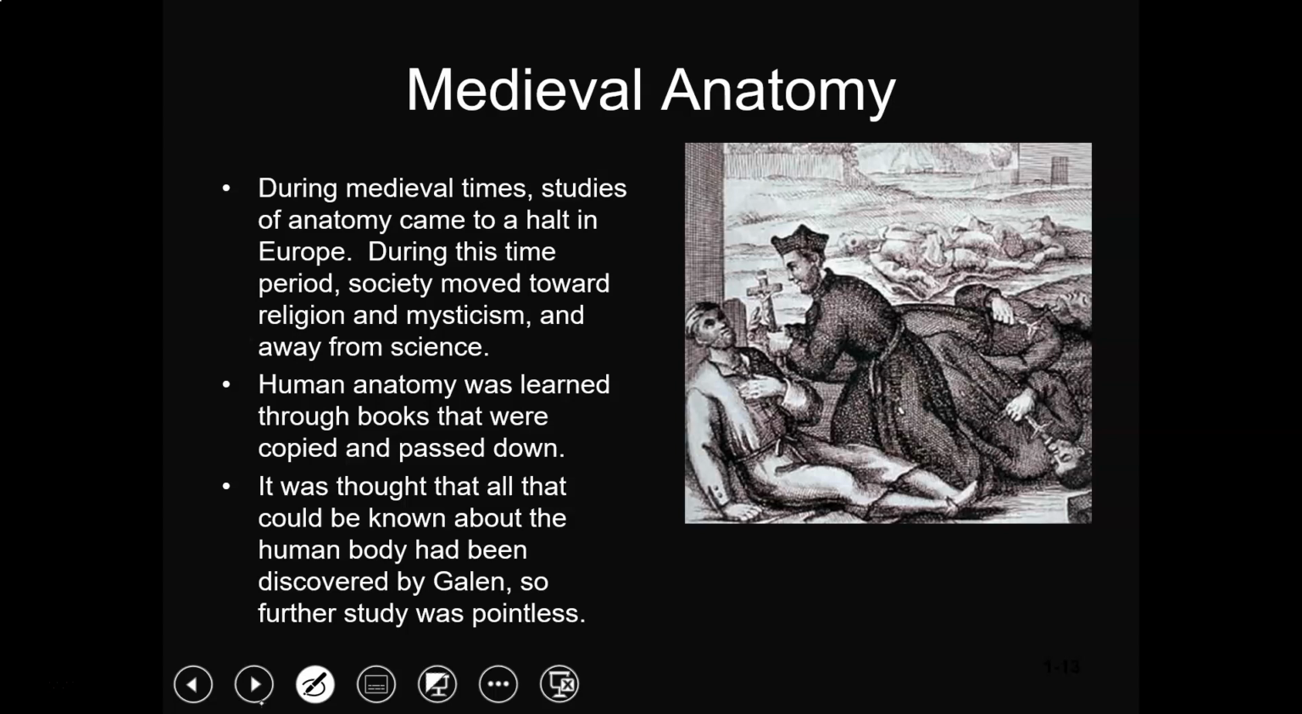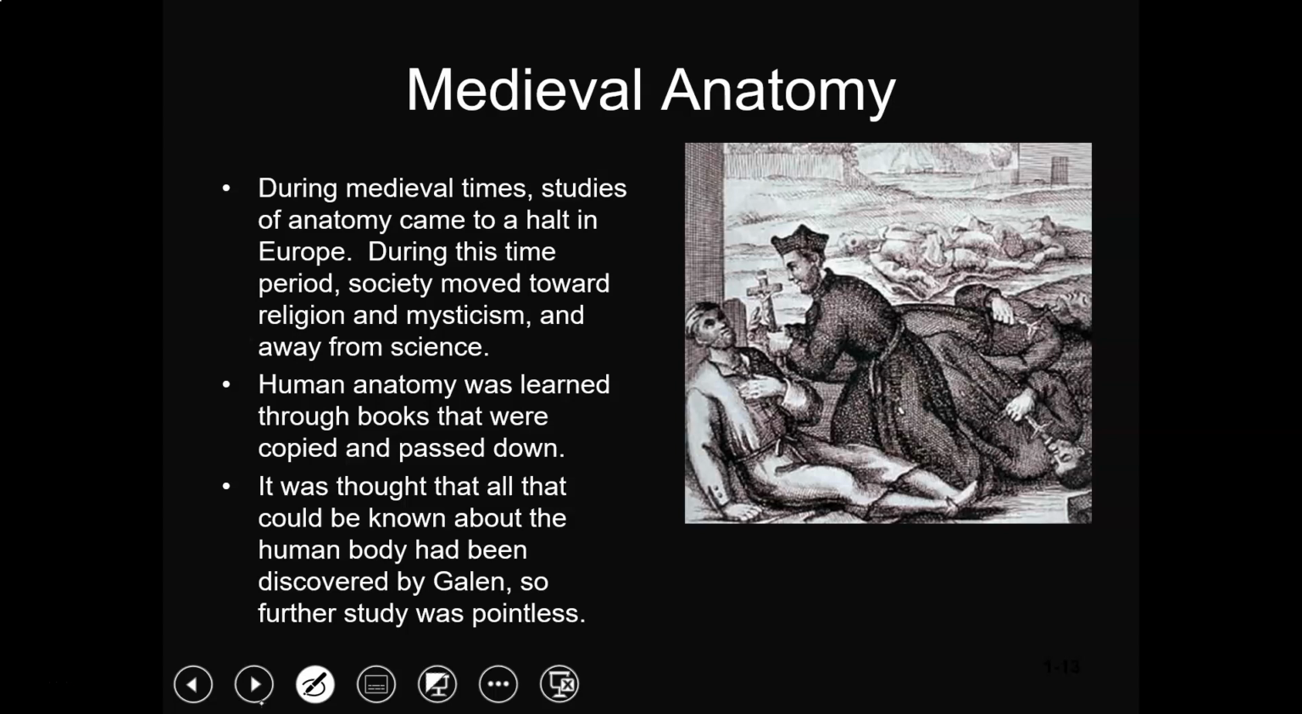We got all sorts of things happening like plagues and crap. People are dying left and right anyway. You've seen Monty Python, like it's that sort of time period. Anatomy that was learned through books that were either copied or passed down. Like they weren't mass-produced books. Books were super expensive. But here we enter a thing that still plagues science and medicine today.